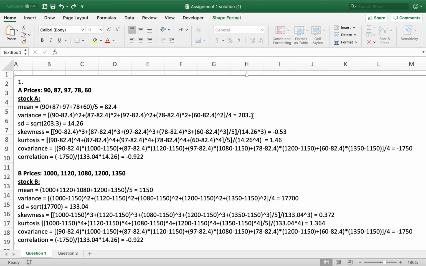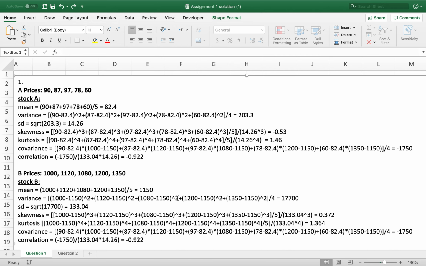Now, in order to find your standard deviation, as you should know, you simply square root your variance, and you get your standard deviation. The same thing for B. You take the price, 1,000, minus the average, which is 1,150, and square it. Then you add it to the next one. The price, 1,120, minus the average, 1,150, and square it. And so on and so forth for the rest of the prices.